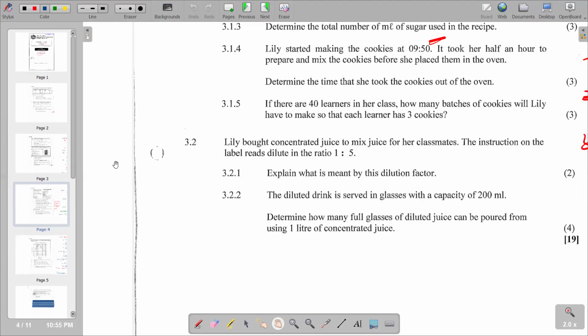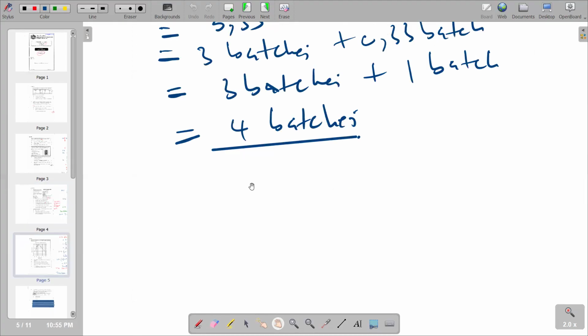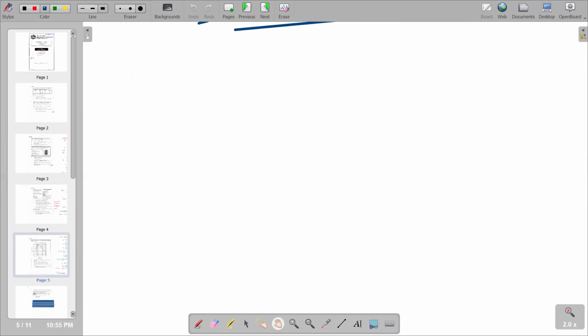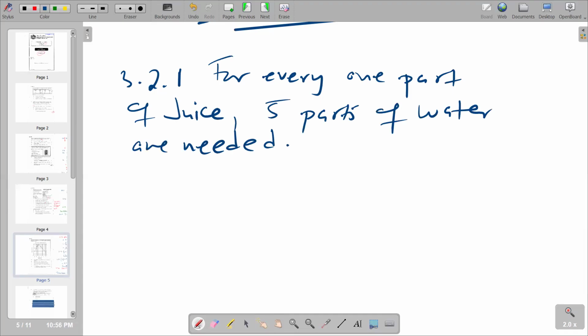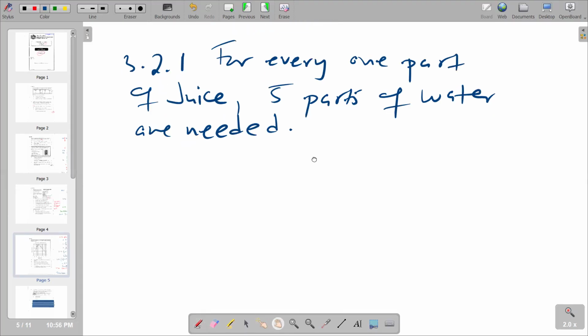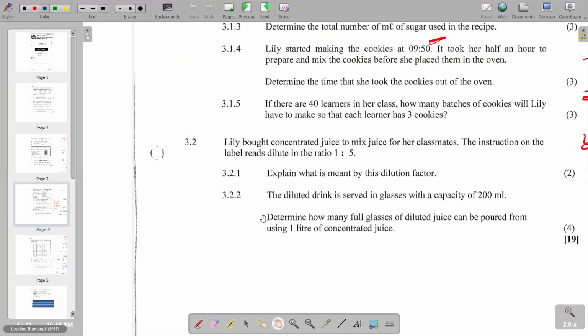So that's how we're going to explain it in our answer section 3.2.1, whereby we are saying for every 1 part, 5 parts. So basically, this is the explanation that we have on that part. Then we go to the next part of our question, which is going to be 3.2.2. The diluted drink is served in glasses with a capacity of 200 milliliters. Determine how many full glasses of diluted juice can be poured from using 1 liter of concentrated juice.